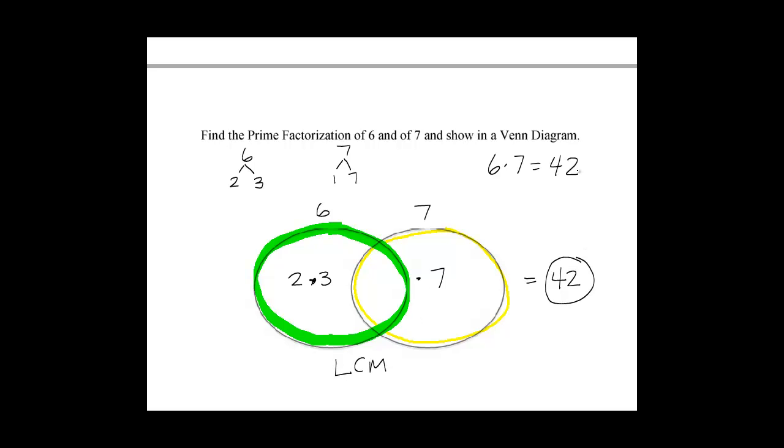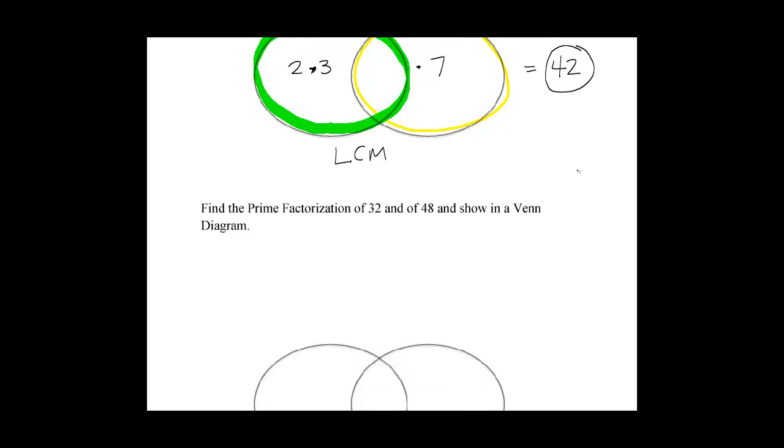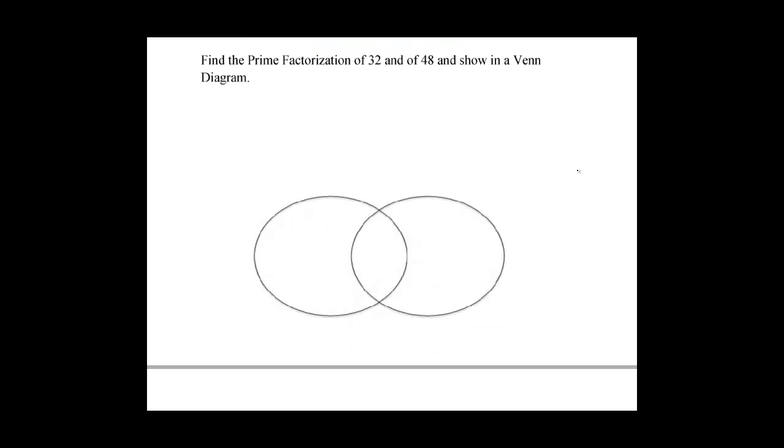All right, let's look at another one, a little bit more involved. Let's find the prime factorizations of 32 and 48, and then show them in the Venn diagram and see if we can find the least common multiple. So again, I'll use my factor tree. I have 32, and we know it's even, so we have a 2 in it. 32 divided by 2 is 16. 16 is still even, so we divide by 2 and we get 8.